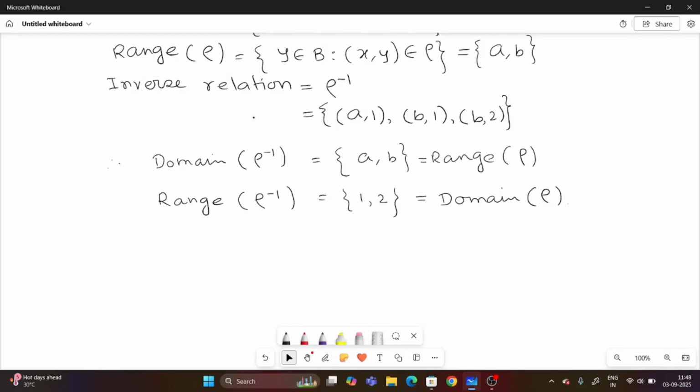Domain of a relation means the collection of all x components. Range of a relation means the collection of all y components. And the most important part is that we have to choose x and y components for those ordered pairs which belong to the relation. And the final conclusion is that the domain of the inverse relation is equal to the range of the original relation. Similarly, the range of the inverse relation is equal to the domain of the original relation.